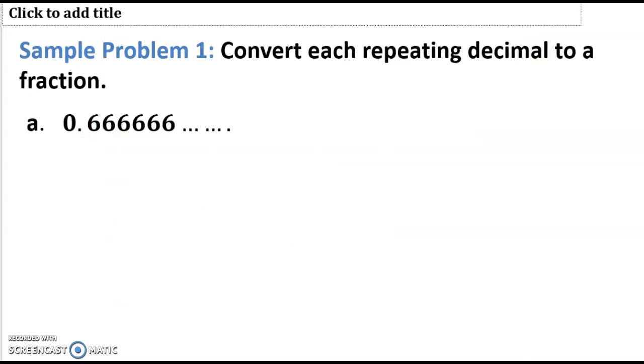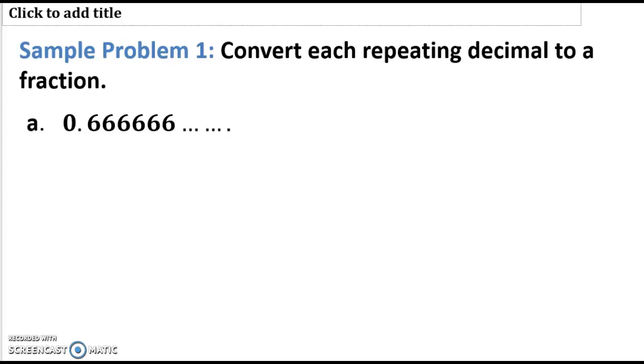Here is sample problem 1. Notice, it is a repeating decimal that I am trying to change to a fraction. Notice it's 0.6 with an ellipsis on the end, those 3 dots. Remember that means and so on, goes on forever. So it's 0.6666666 and so on and so on. All right, so the first step is that you're going to let x equal that repeating decimal.